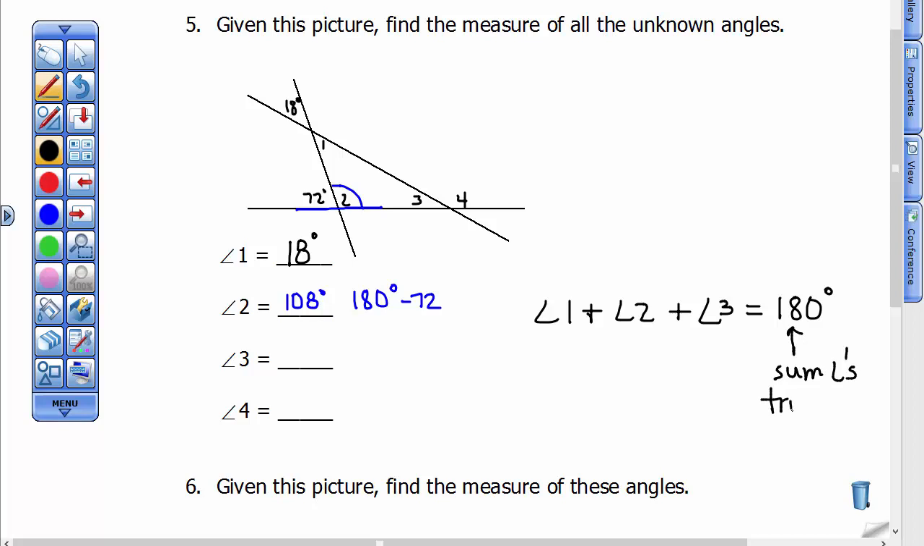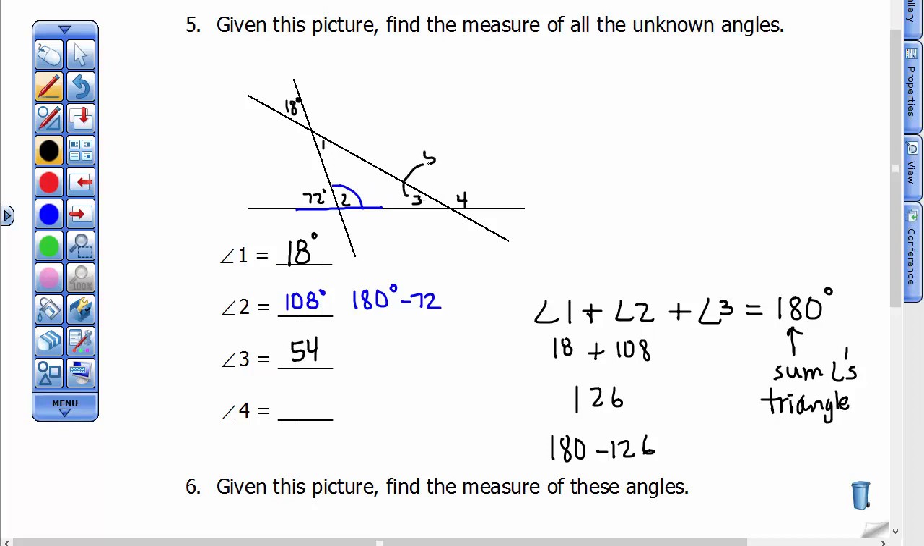So what I'm going to ask you to do is to add angle 1, which is 18, angle 2, which is 108, add those together and get 126. And then subtract that 126 from 180, and I think you'll get 54 degrees. So that now 1, 2, and 3 add up to be 180 degrees.